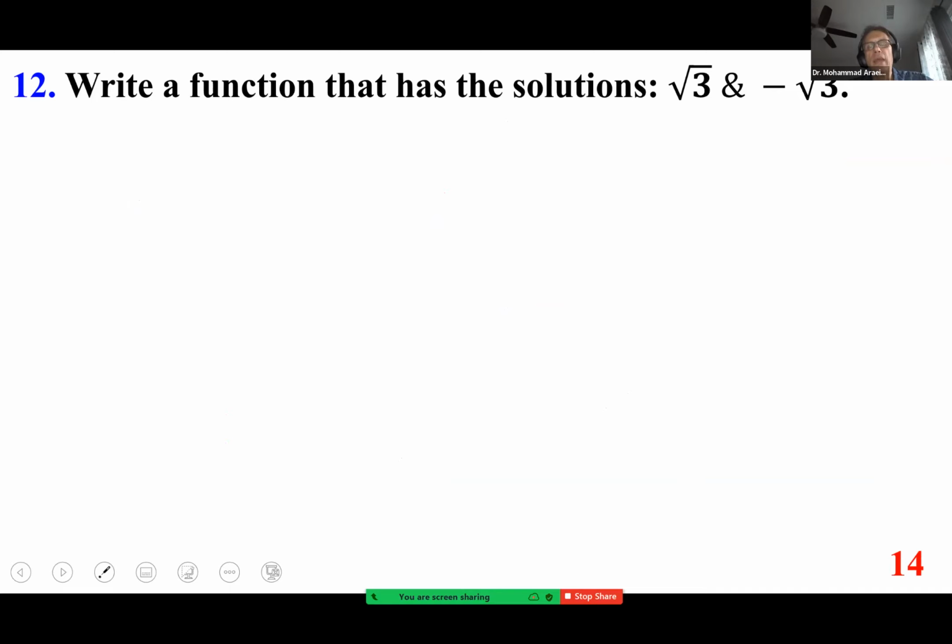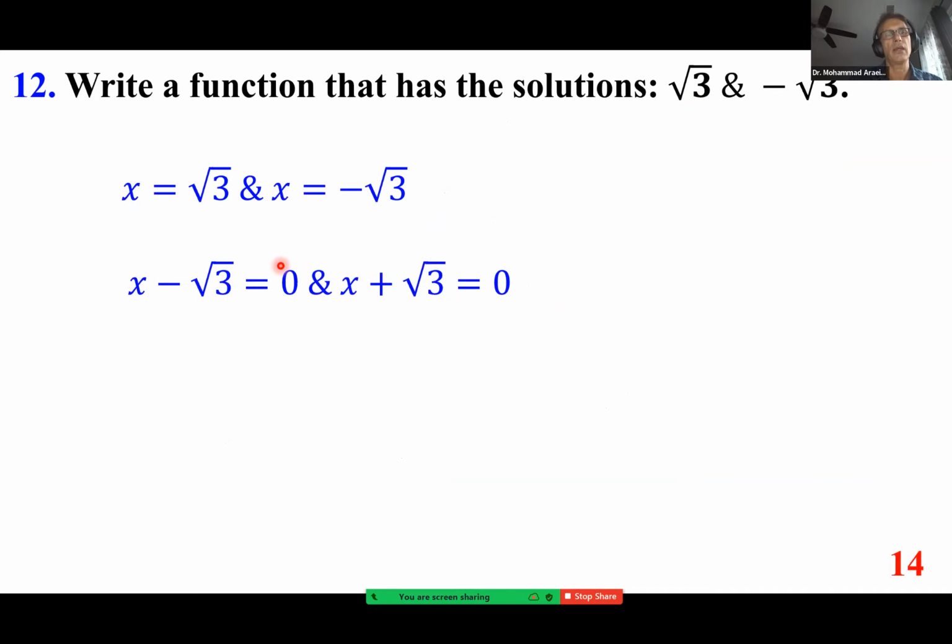Now, what if we want to go back? In other words, the solution is given and we want to see what is the function or the equation for that matter. So if we are not given a variable, normally we choose x, but you can choose anything. Let x be this number and that number. Move the numbers to the left. This is 0, so is this one, and so is their product.